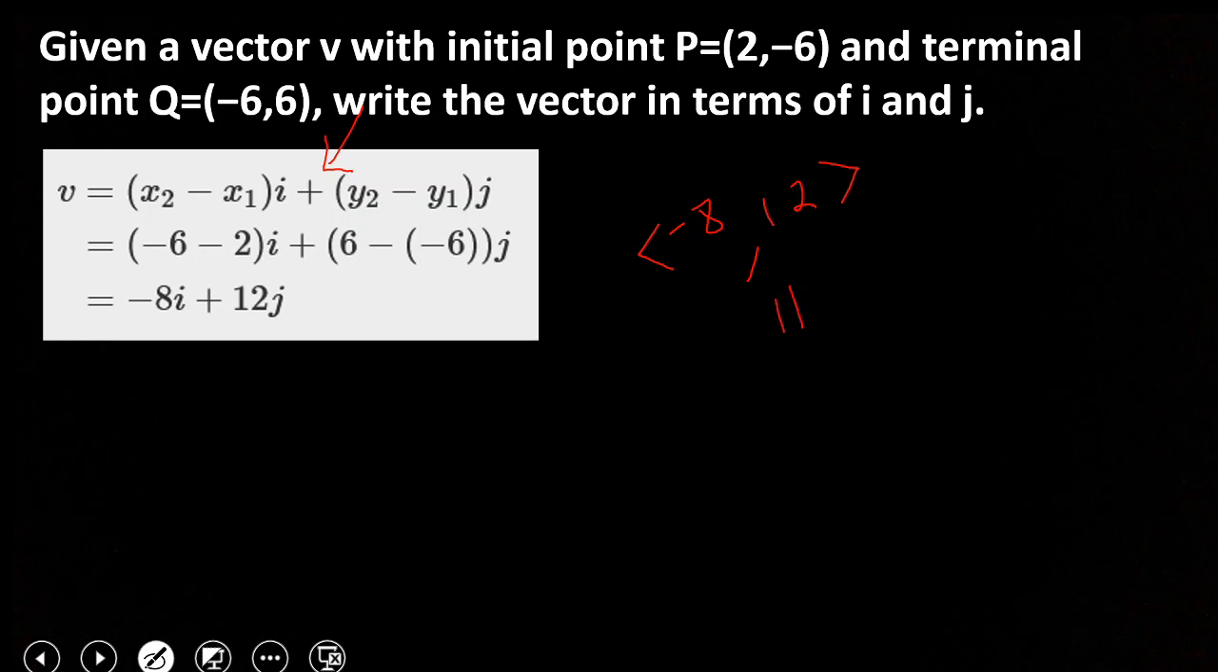And now this vector can be written in terms of i and j. So that would be negative 8i plus 12j. That's it. So first we can write it in this form and then convert it to ij form.